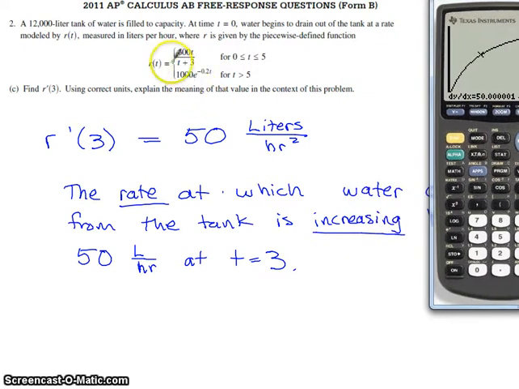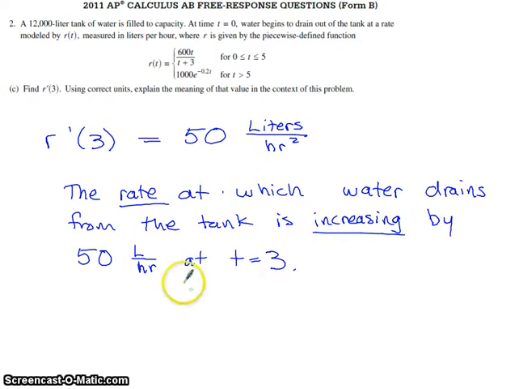And then the units of R of t are in liters per hour, and then when we take the derivative, we're going to have to divide by units of the independent variable, and the independent variable is being measured in hours. So we're going to have liters per hour squared, and what this means within the context of the problem is the rate at which water drains from the tank is increasing, since that's a positive value for the derivative, by 50 liters per hour squared at t equals 3.